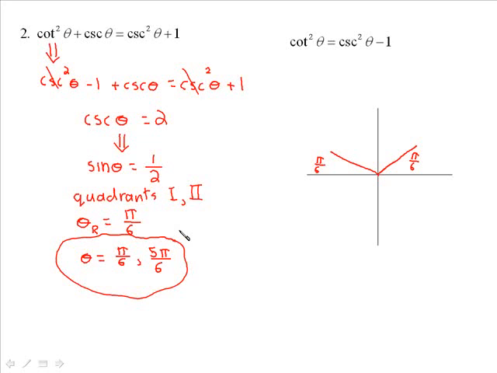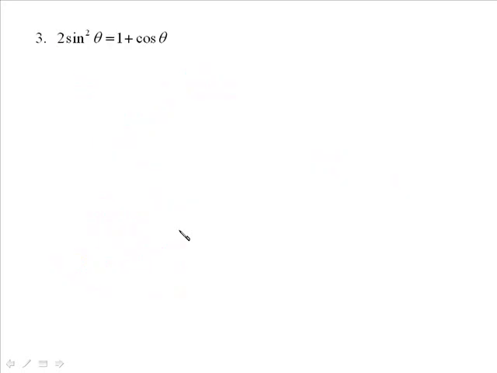And we got lucky on this one because it canceled out so nicely. We didn't have to deal with quadratics. Let's take a look at one more. 2 sine squared theta is equal to 1 plus cos theta. So we have a squared term and a non-squared term. Doesn't leave us with a lot of choice.